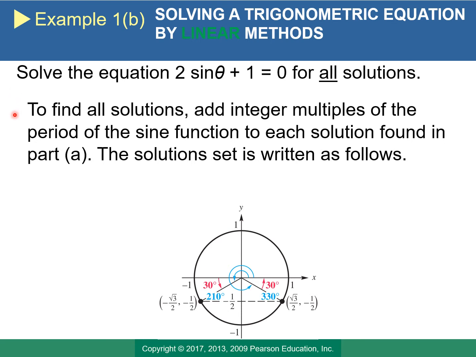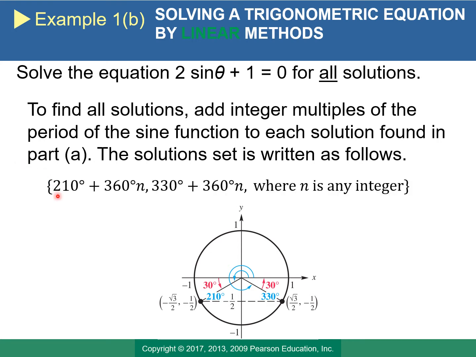To find all solutions, add integer multiples of the period of sine to the answer from part A. So think about it real quick. Think about your sine function, and hopefully you remember the period for that is 2 pi radians, or in this case 360 degrees, since we're in degree mode.